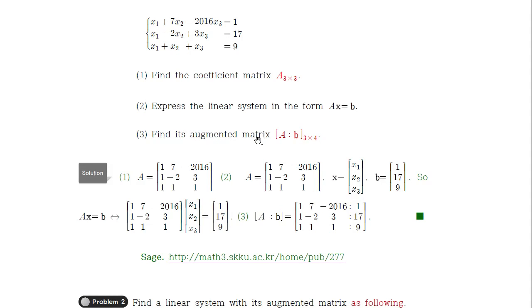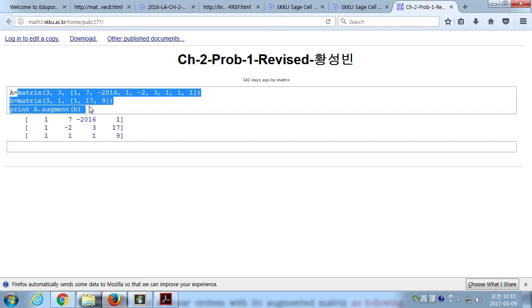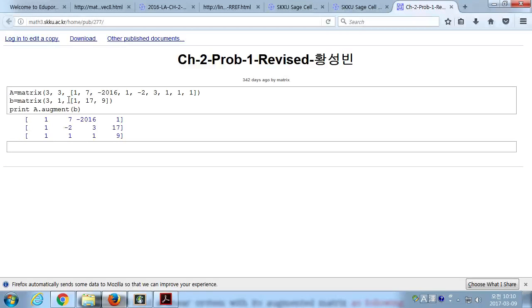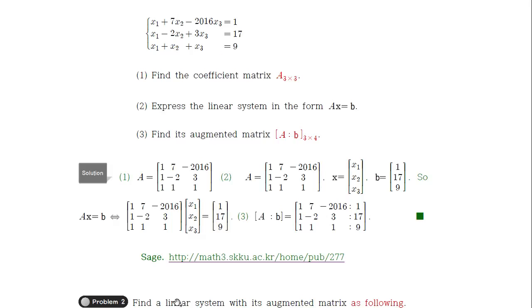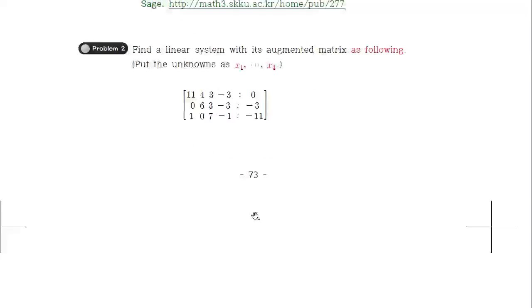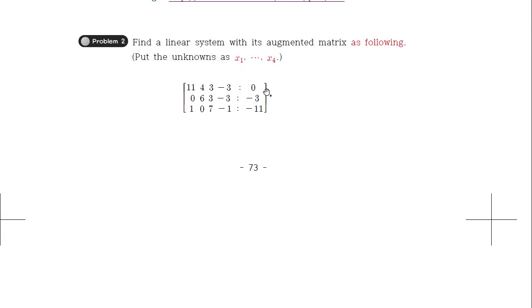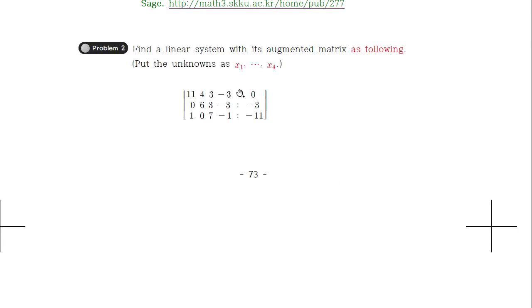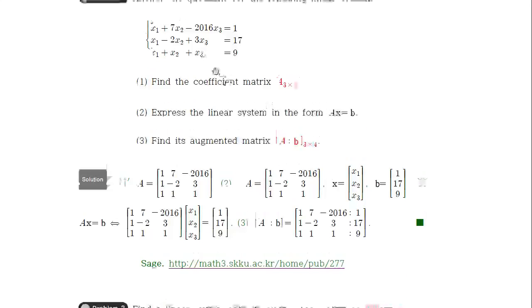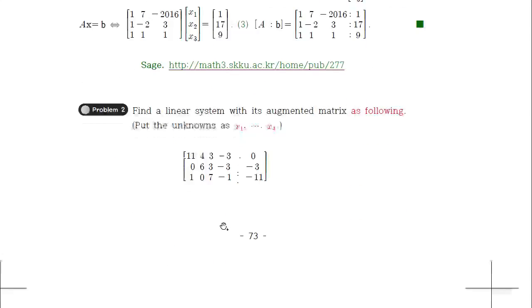Find the augmented matrix. A is here, and B is here. That can be found here. If we have a matrix A and the vector B, then the augmented matrix can be found in this way easily. Okay. Next, find the linear system with the augmented matrix as follows, with 4 variables. If you have an augmented matrix like this, then you can easily find the linear system of equations without much difficulty.